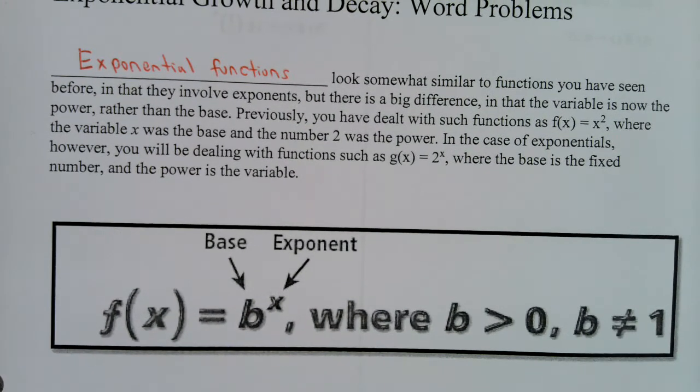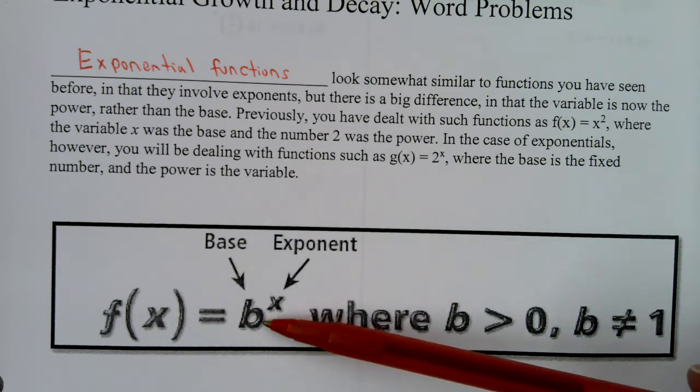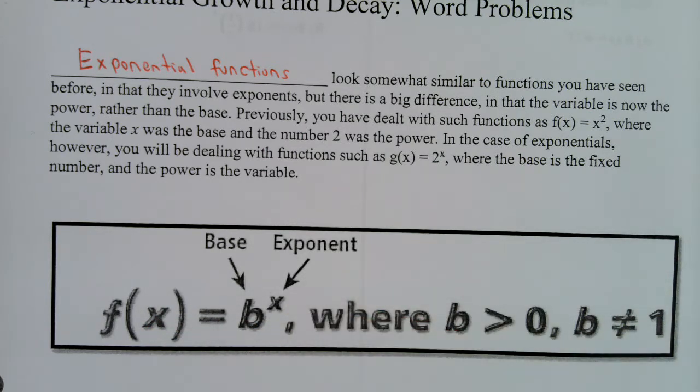So this is an exponential function. F of x equals b to the x power. B is the base, and x is the exponent. And it says here b is greater than 0, and b is not equal to 1, because if b is equal to 1, then you have 1 to a power, which just equals 1. So b does not equal 1 in this case.